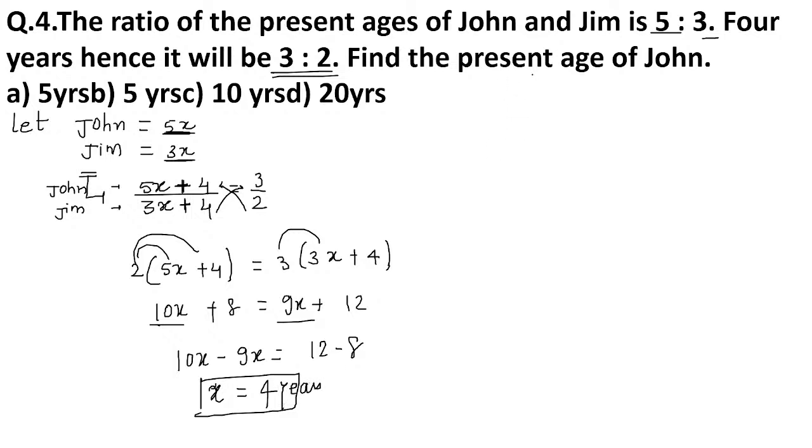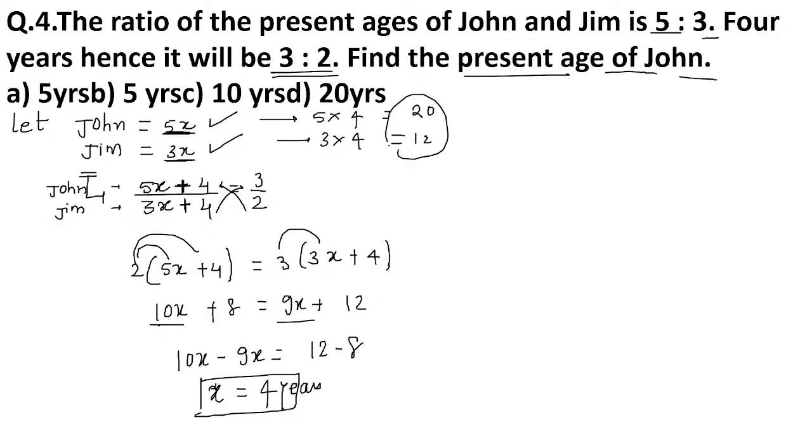What have they asked you? The present age of John and Jim. What is the present age, student? Present age is 5x and 3x. So 5 into 4 and 3 into 4. 5 4s are 20, 3 4s are 12. So 12 and 20 is the correct answer for the given question.